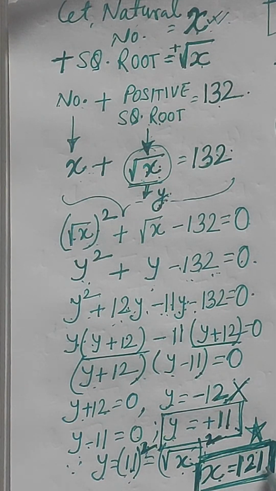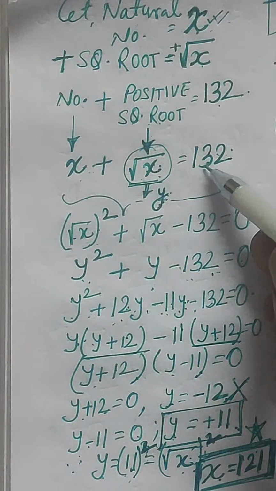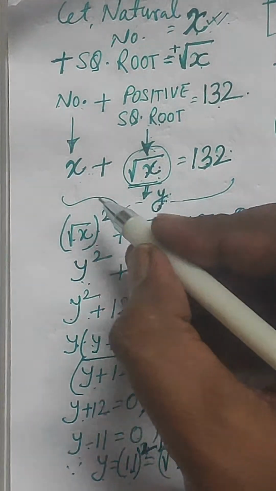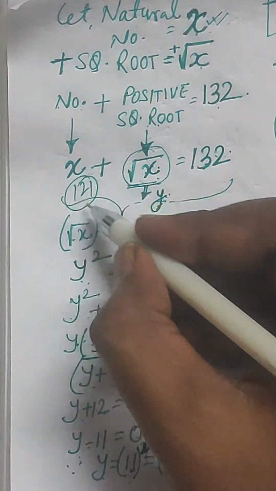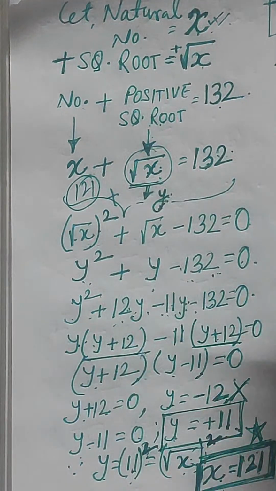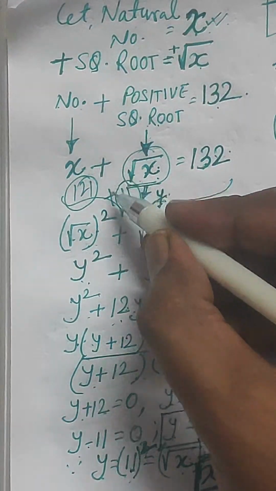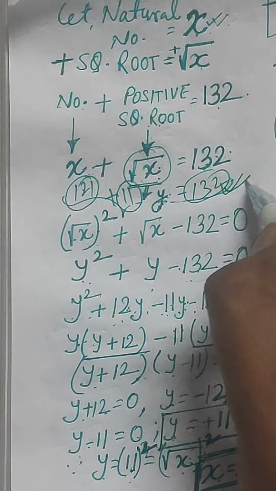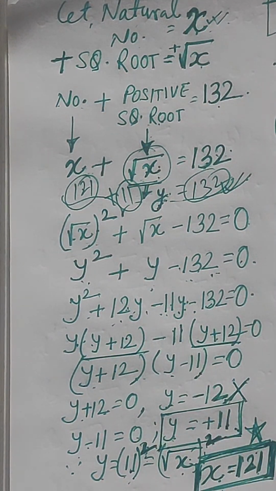We have checked the answer because x is 121. Just put it here: 121 plus root of 121, which is 11. When you add it, you get the RHS as 132. In this way this question is solved.